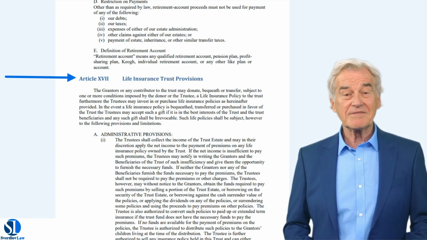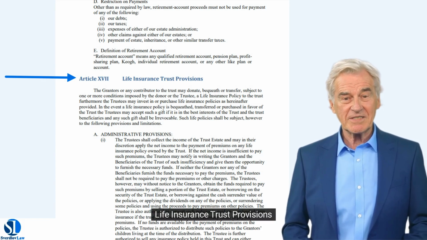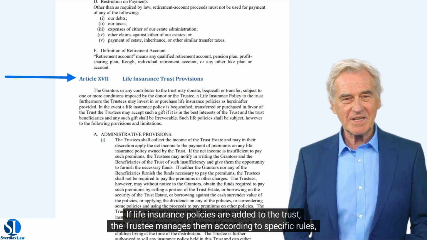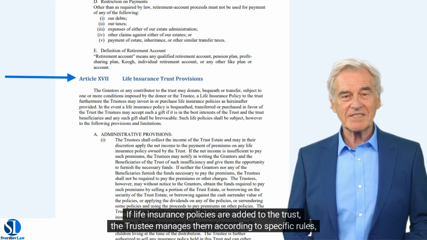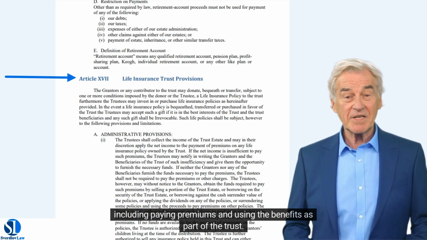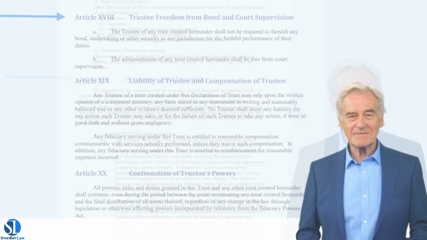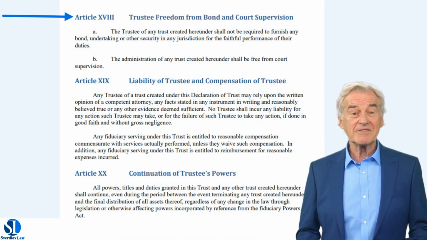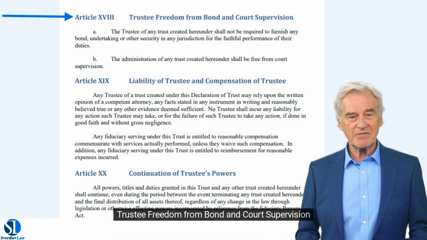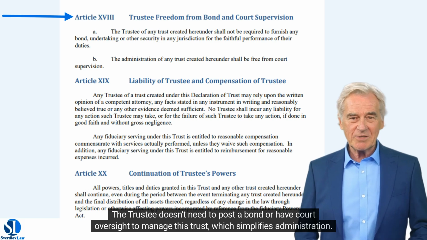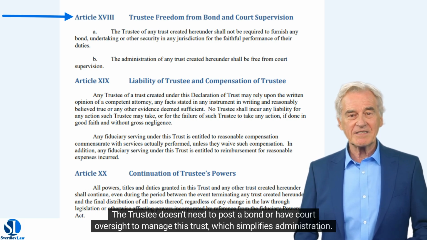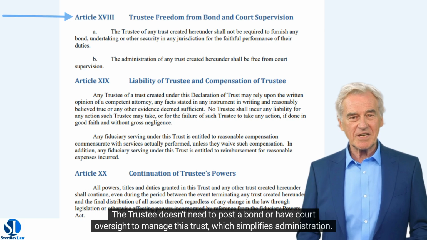Article 17. Life insurance trust provisions. If life insurance policies are added to the trust, the trustee manages them according to specific rules, including paying premiums and using the benefits as part of the trust. Article 18. Trustee freedom from bond and court supervision. The trustee doesn't need to post a bond or have court oversight to manage this trust, which simplifies administration.